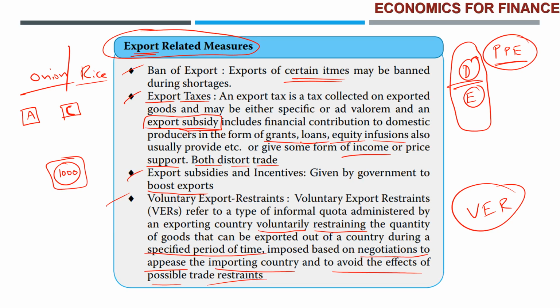So what is VER? It is basically a kind of informal quota administered by the exporting country on itself, voluntarily restraining the quantity of goods that can be exported out of that country during a specified period of time, usually based on the negotiations with the other importing country to appease that country and avoid the effects of possible trade restraints. This is what you should write exactly in order to get full marks for any question.